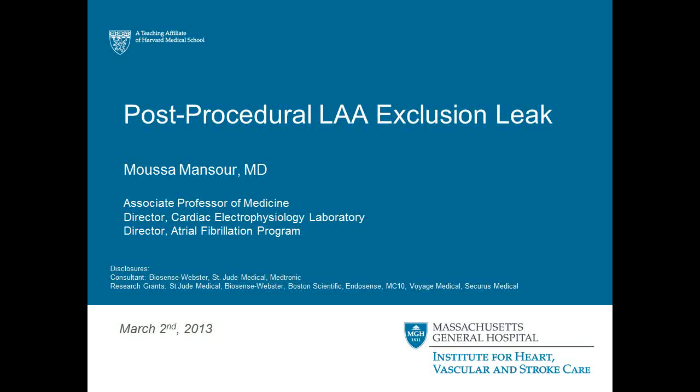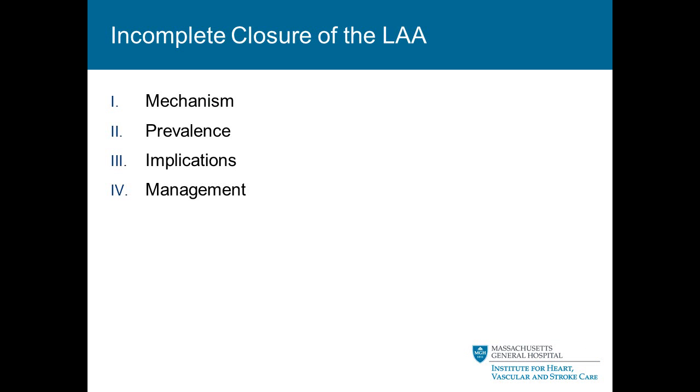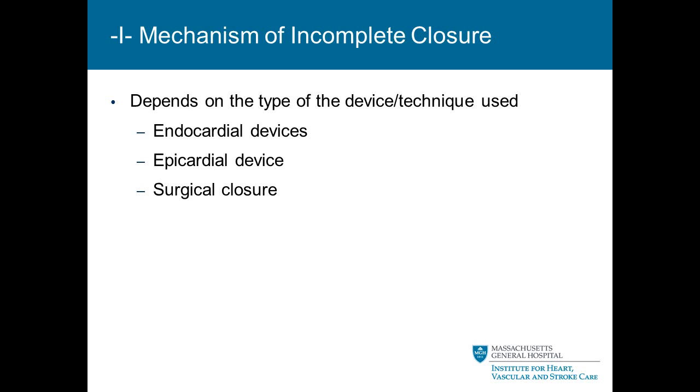I'm going to talk about post-procedural left atrial appendage exclusion leak. So this whole lecture is about Plan B. As you know, very little is known in this area, and my goal today is to bring some clarity to the subject. So to do that, I'm going to talk about the following aspects of incomplete closure of the left atrial appendage. And these are the mechanism of incomplete closure, the prevalence, implications, and managements.